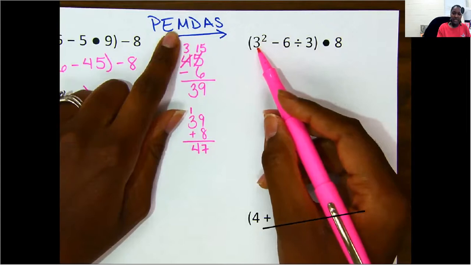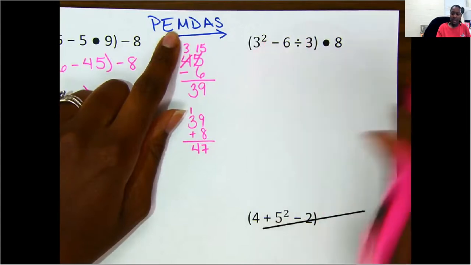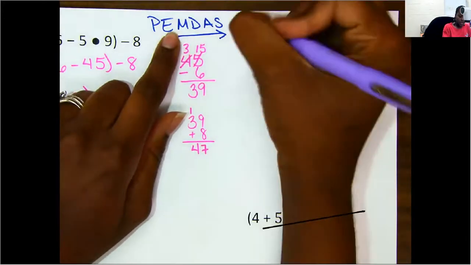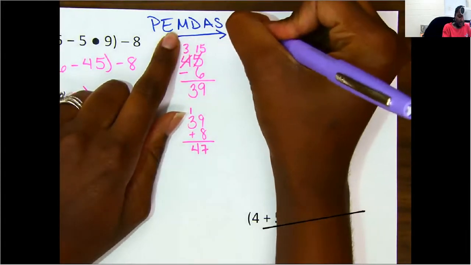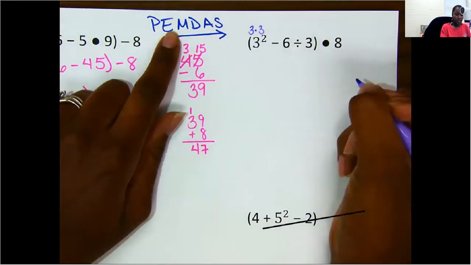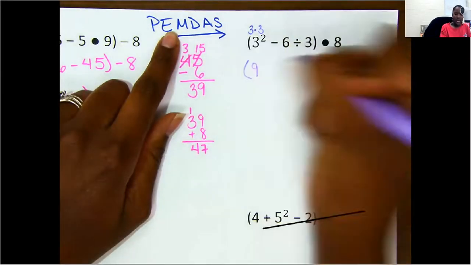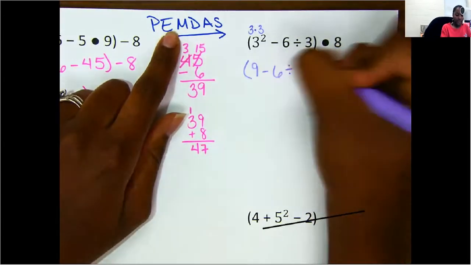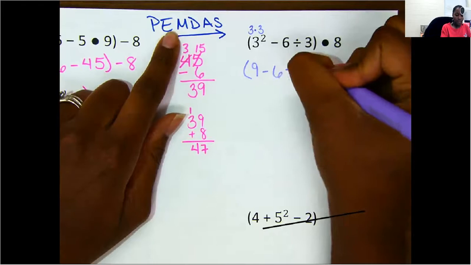Remember, this is my base, and this exponent tells me how many times I need to multiply that base. So 3 to the power of 2 means that that is 3 times 3. What is 3 times 3? If you said 9, you are correct. I'm going to rewrite this now because I solved for that exponent.